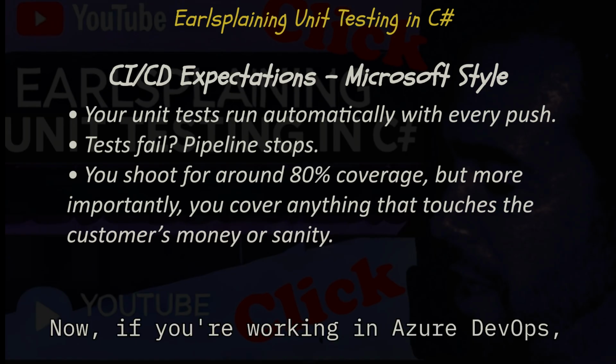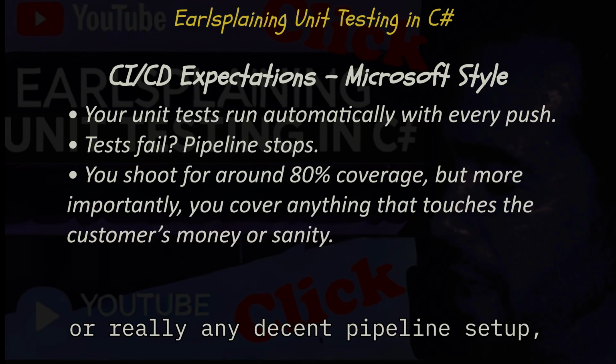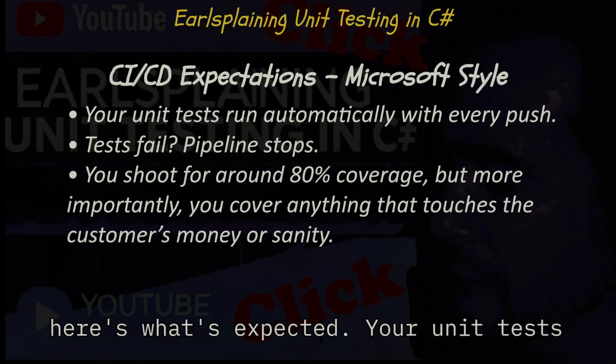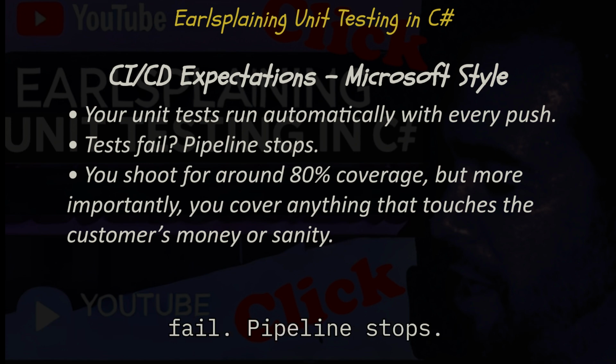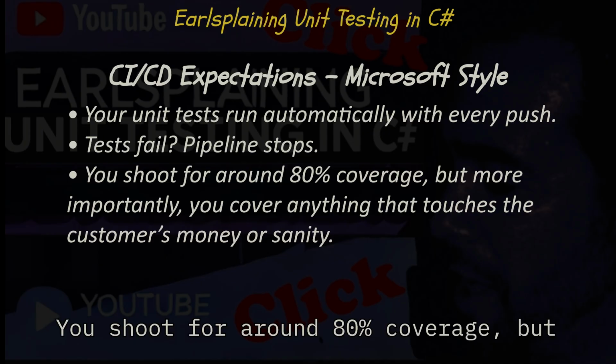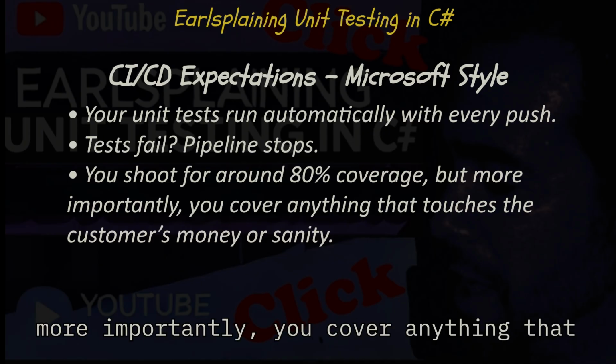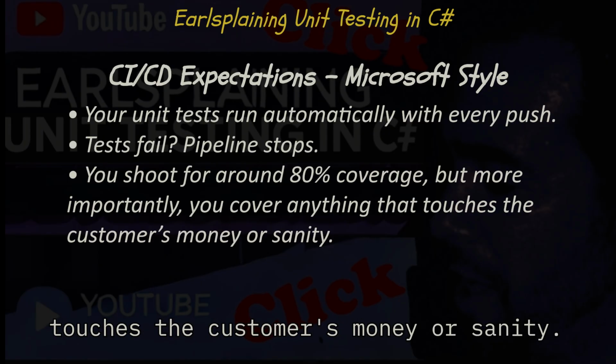Now, if you're working in Azure DevOps, or really any decent pipeline setup, here's what's expected. Your unit tests run automatically with every push. Tests fail, pipeline stops. You shoot for around 80% coverage, but more importantly, you cover anything that touches the customer's money or sanity.